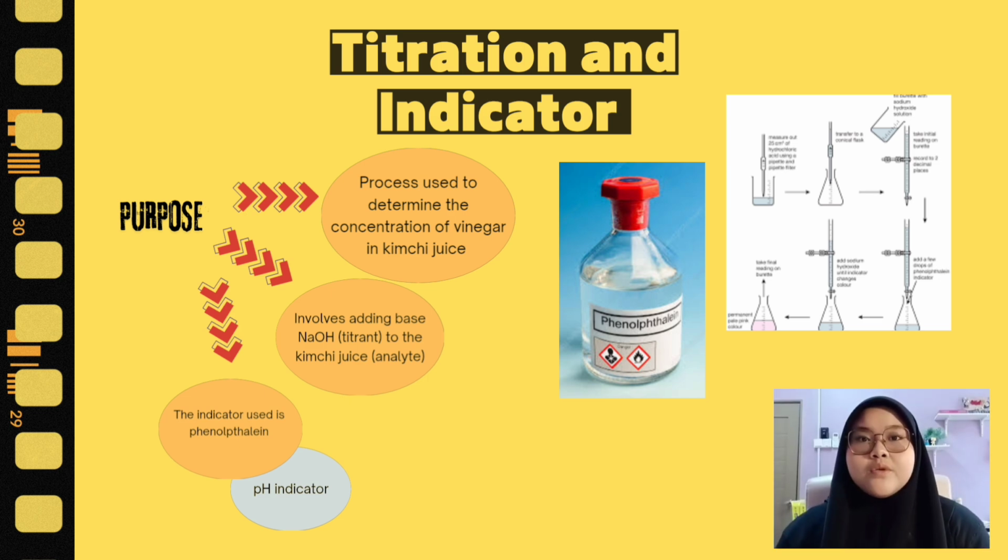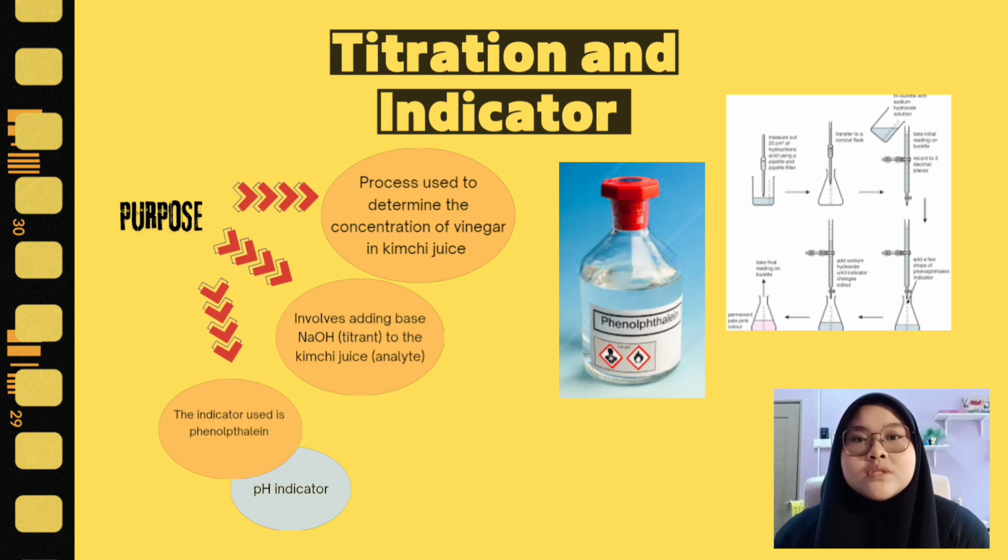For this experiment, we use kimchi juice as our analyte. Kimchi juice titration is a process used to determine the acidity of kimchi, a key indicator of its fermentation progress and quality. This process involves adding a base like sodium hydroxide to the juice until it reaches a neutral pH, measuring the amount of base used to reach the endpoint, and calculating the acidity. The results help show if kimchi is optimally fermented, overripe, or not fermented enough.